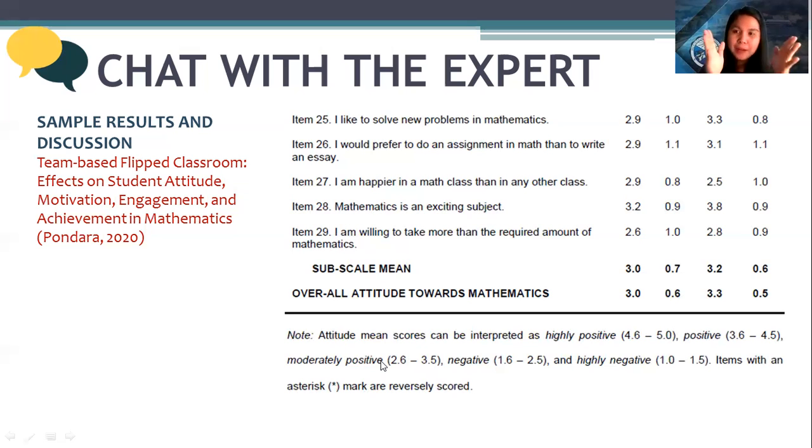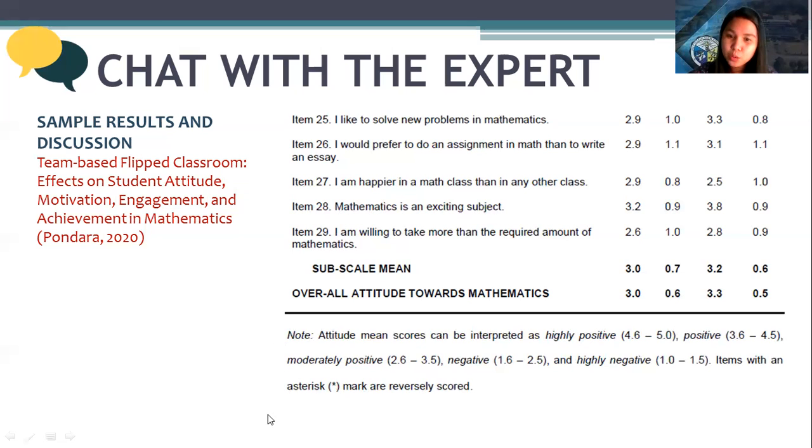Example, highly positive, 4.6. Positive, two columns. But the recent APA format tells us to do it this way. Formatting is very important. I'll discuss that next tomorrow in our last discussion.